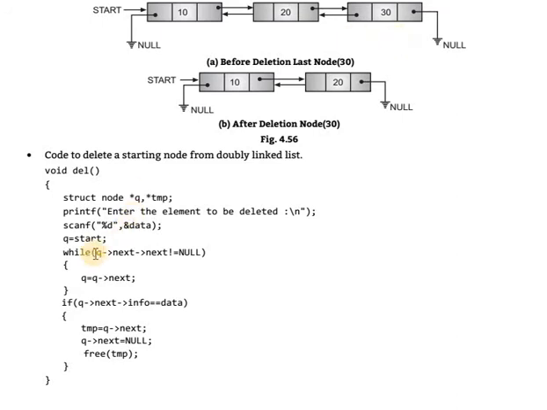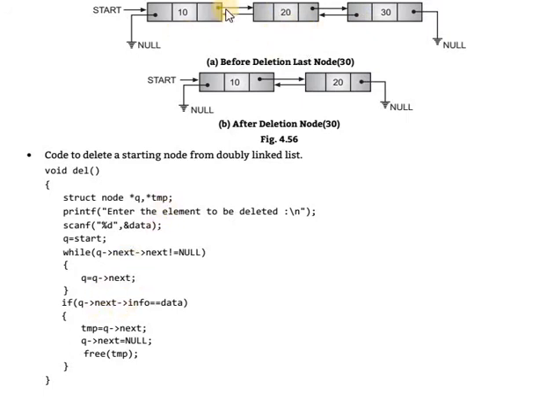If that condition is found, then consider the Q pointer, and if Q next info is equal to data, it is the Q pointer. Otherwise, while Q next is not equal to null, and when null is found, stop, and Q next is considered as the Q pointer. For example, if the next node is null, then Q next is considered as Q.